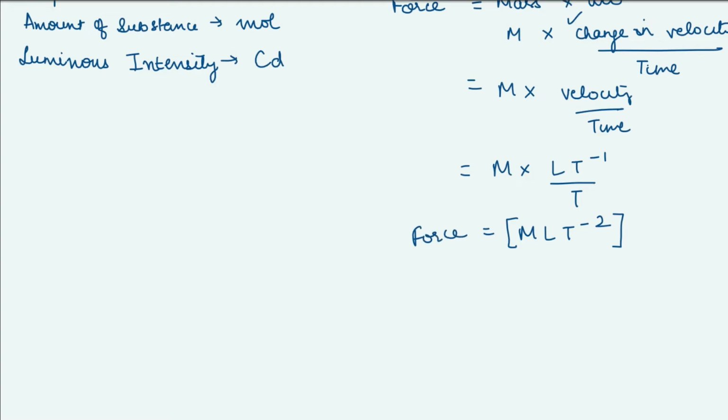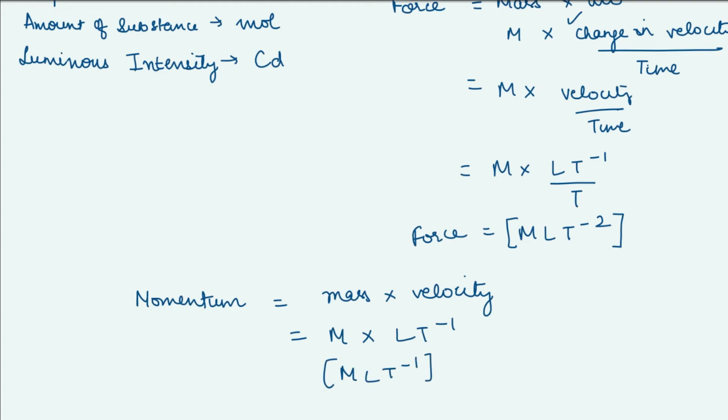Square bracket indicates that when I am writing force is this, I am basically writing the dimensions of force. This is not the magnitude of force. So similarly, you can find out dimensions of other quantities like momentum. Momentum can be written as mass into velocity. So this is M into LT minus 1, MLT minus 1. So what are the dimensions of momentum? Dimensions of momentum are 1, 1 and minus 1. For mass it is 1, for length it is 1 and for time it is minus 1.